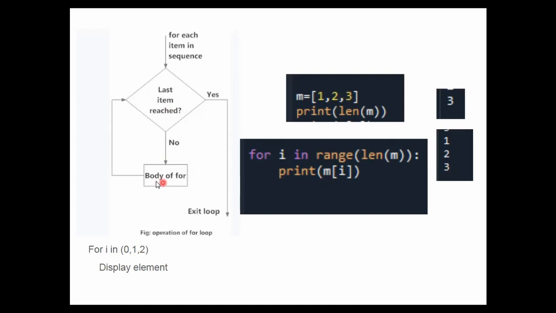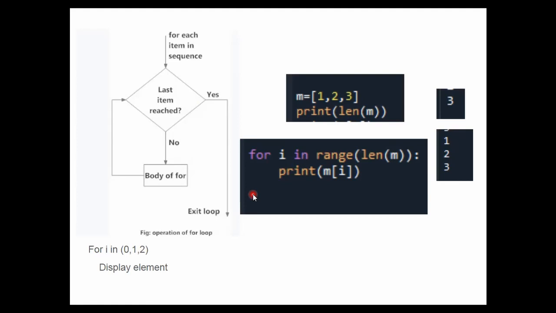Now after execution of the body of the for loop, again it will enter the for loop. Now this time the value is not present here, nothing is present. So that is the last element. Whether the last element is reached, yes. So it will come out of the loop. Whatever is present after the for loop body will be executed. Suppose I am writing here print length of m. Then the length of m will be displayed.